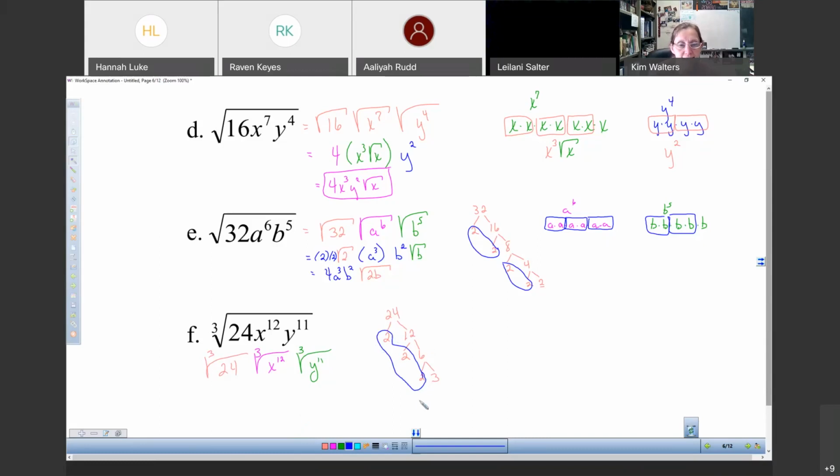So the first thing I've got is I've got 3 2s. So this cubed root of 24 simplifies to 2 times the cubed root of 3, because 3 is what I'm left with. I had 3 2s, and so the 2 comes out in front.